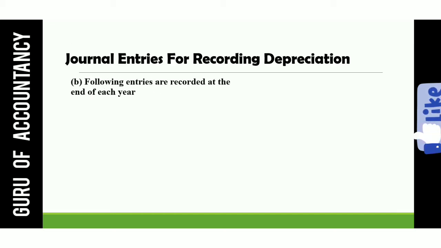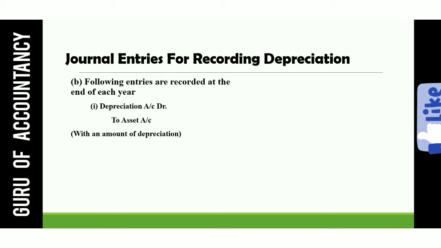After recording the entry for the purchase of assets, the second entry would be for the depreciation. So the following entries are recorded at the end of each year. Student, the entry of depreciation is recorded at the end of each year, and it is also recorded when the assets are sold. So at the end of the year, in this method, depreciation account will be debited to asset, because the name of the method is charging depreciation to asset.